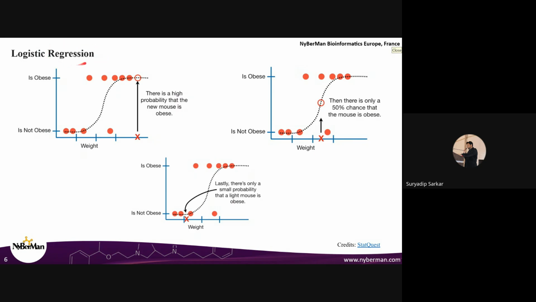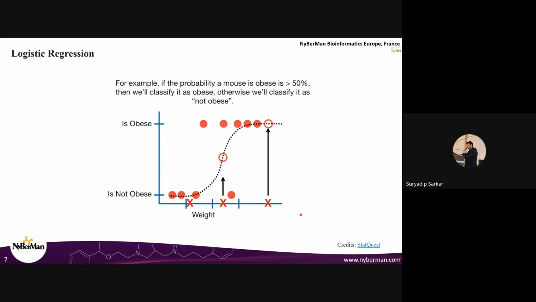Although this is a classification setting, since you end up predicting a continuous value between 0 and 1, you still call it a regression algorithm. So for example, if the probability that a mouse is obese is greater than 50%, right, then we can classify it as obese. Otherwise, we can classify it as not obese. This is the part that I was talking about when I say that we discretize the problem.